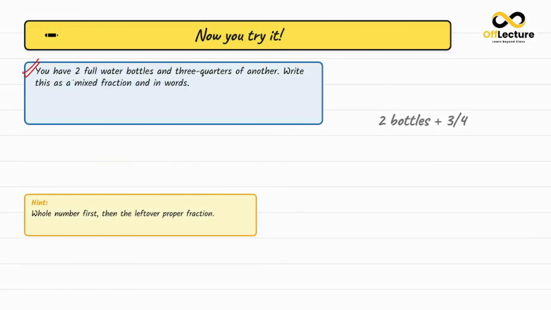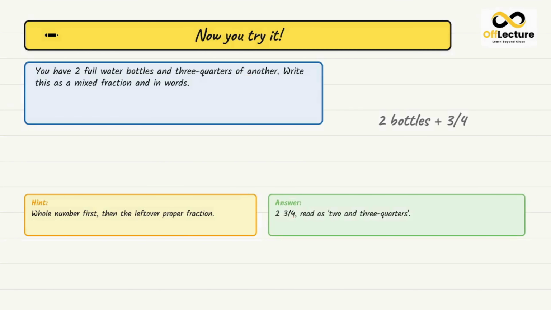In this example, you have 2 full water bottles and 3/4 of another. Write this as a mixed fraction and in words. So what is the hint for it? The whole number will come first and the leftover part will be a proper fraction, because the mixed fraction definition says that there will be a whole number plus a proper fraction. Okay, so try this and then we will see its solution.